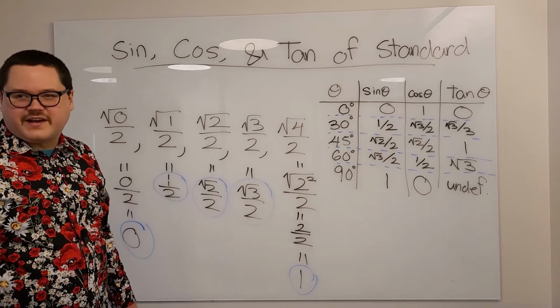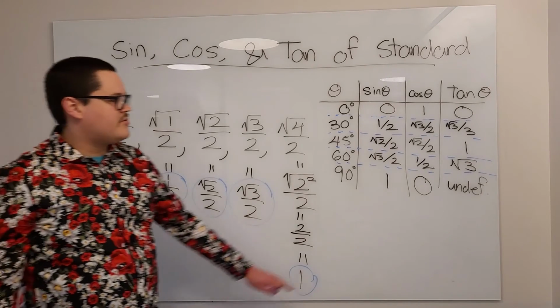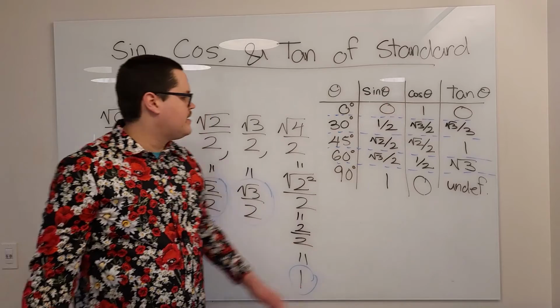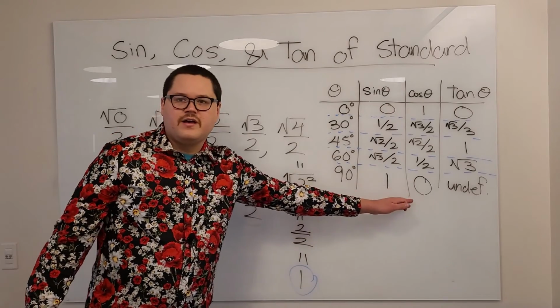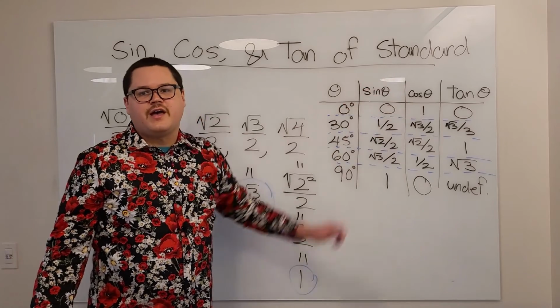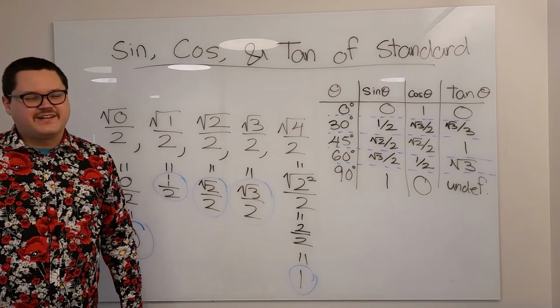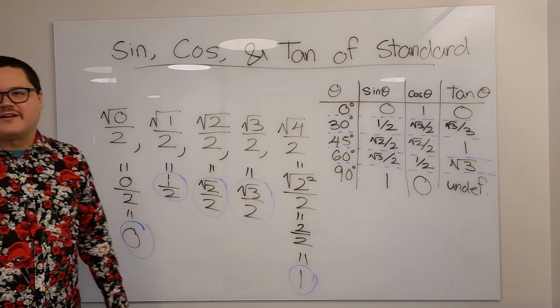Well, what about cosine? Cosine is actually the same pattern, but you read it bottom up. So it starts at 0, goes 1/2, root 2 over 2, root 3 over 2, and finally 1. Not that hard, is it? This is a good pattern to remember.